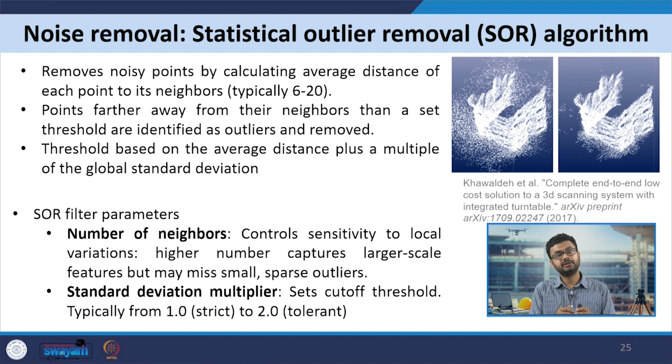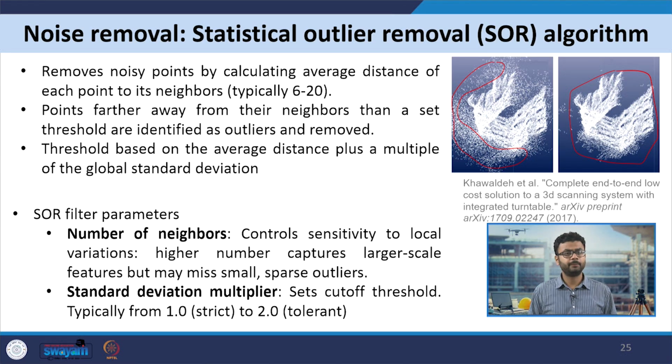Points further away from their neighbors than a set threshold are identified as outliers, and those points are removed. These thresholds are based on the average distance plus a multiple of the global standard deviation. In the image on the right, we can see a point cloud, but there are also a lot of noisy points present. These noisy points were removed using the SOR algorithm, and this relatively noise-free point cloud was obtained.